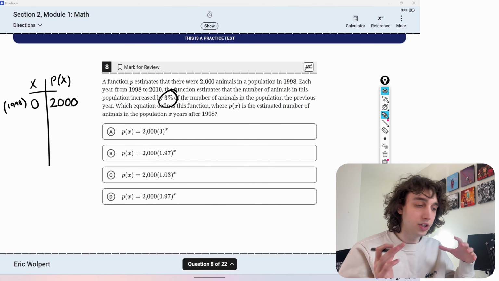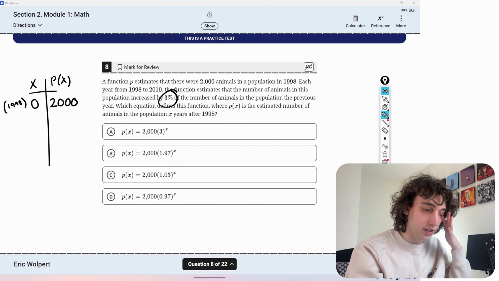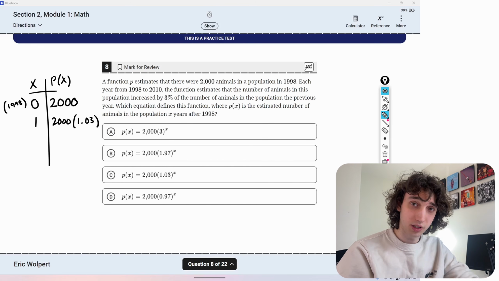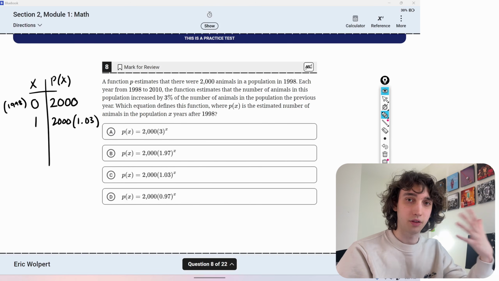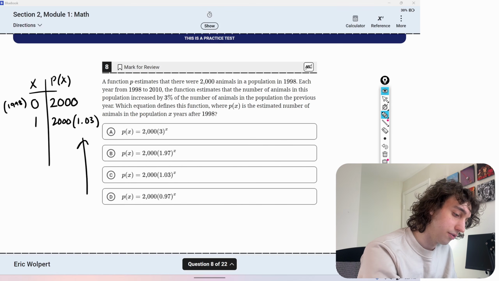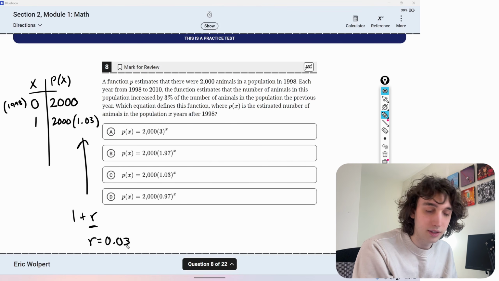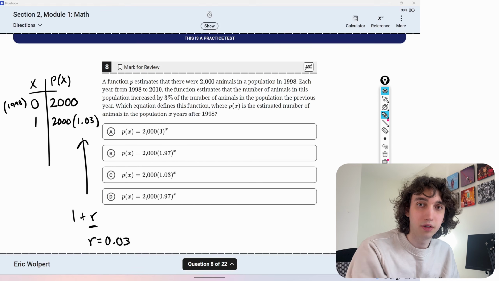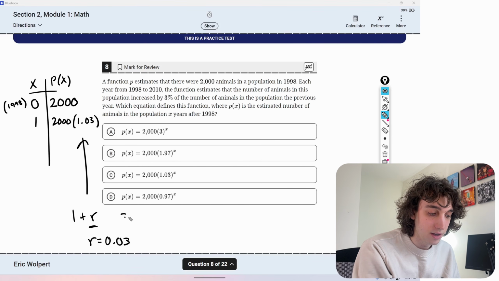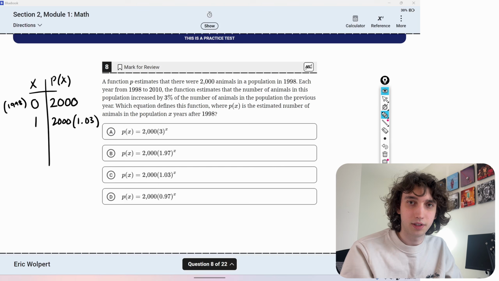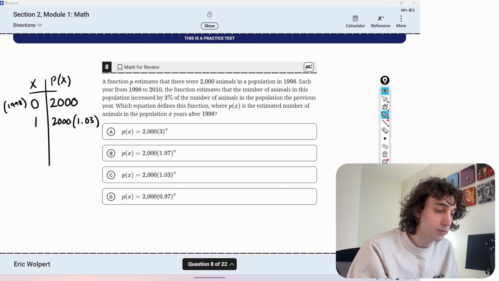We're told that the population increases by 3% of the previous year. This means that after 1 year, we have 2,000 times 1.03, because when you multiply something by 1.03, that is a 3% increase. You can think of this growth rate as 1 plus r, where r is your rate of growth as a decimal. In this case, 3% as a decimal is 0.03, and so that would be your r. 1 plus 0.03 gives you 1.03. Be very comfortable with percentages as a prerequisite to being able to approach these exponential functions problems.